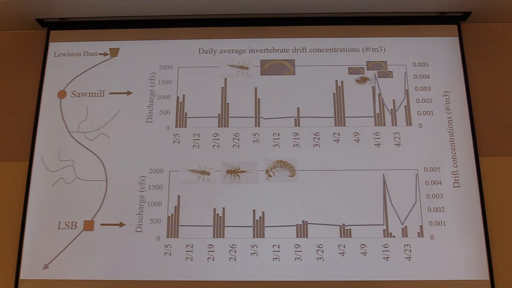caddisflies like Glossosoma or predatory stoneflies, as well as baetids and chironomids were present as well, but to a lesser degree. And during our experimental pulse, it was pretty much only chironomid midge larvae, as well as those Daphnia that may be coming from the reservoir or from wetted marginal areas.